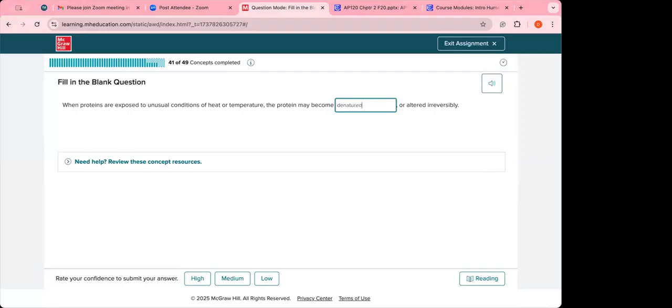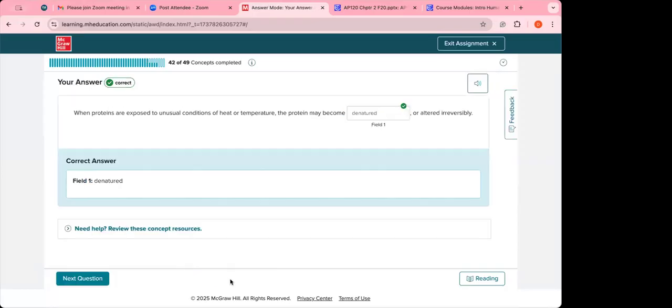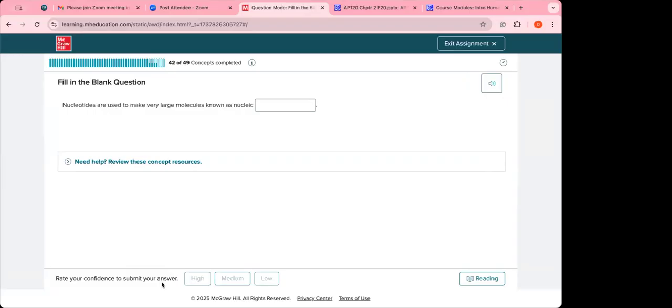Denatured. Denatured. Okay. Nucleotides are used to make very large molecules known as nucleic acids. So acids goes in the box. Nucleic acid. Okay.